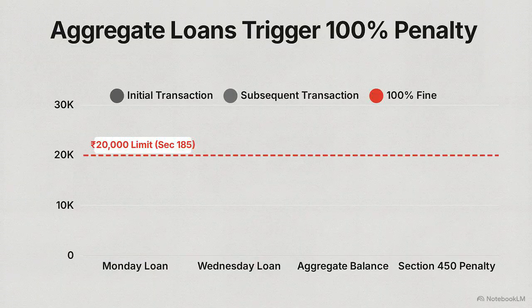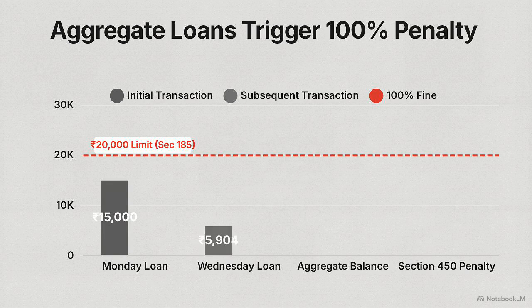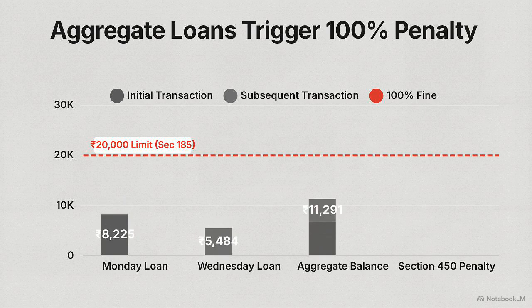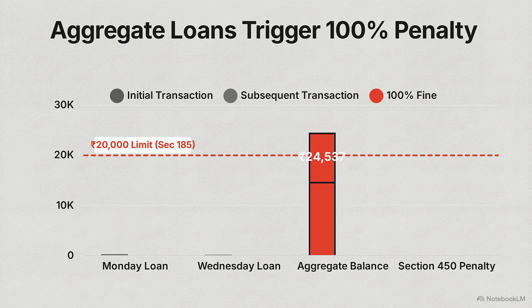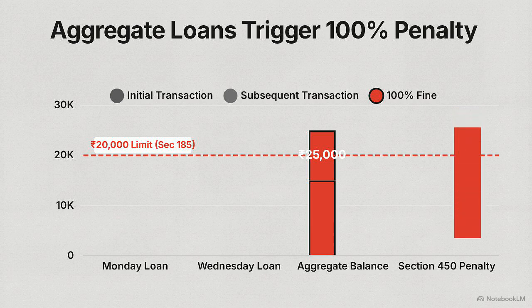This chart shows exactly how the aggregate trap works. Individually, those loans are under the limit, but Section 185 tracks the total unpaid balance from a single person. When Wednesday's loan stacks directly on top of Monday's, the aggregate balance hits 25,000 rupees, crossing the red 20,000 rupee threshold. The moment you cross that line, Section 450 activates. This 100% penalty drops down, matching your aggregated loan rupee for rupee. You now owe exactly 25,000 rupees in fines.